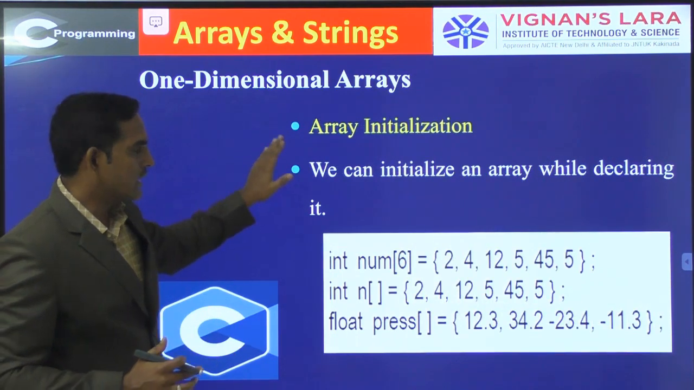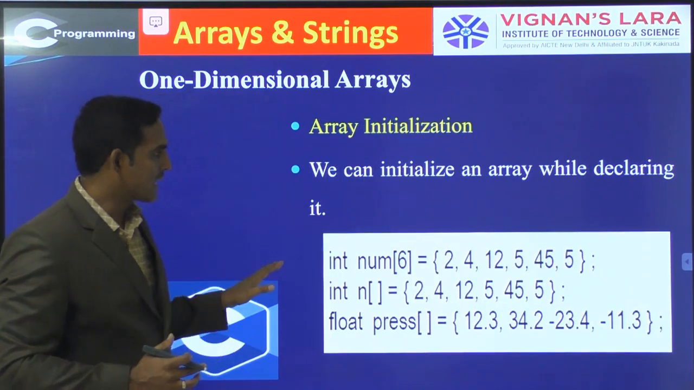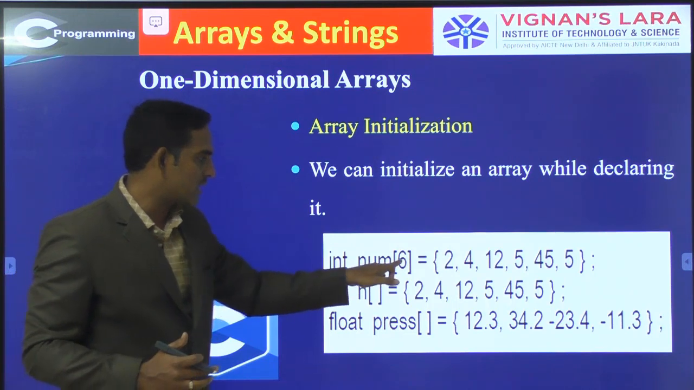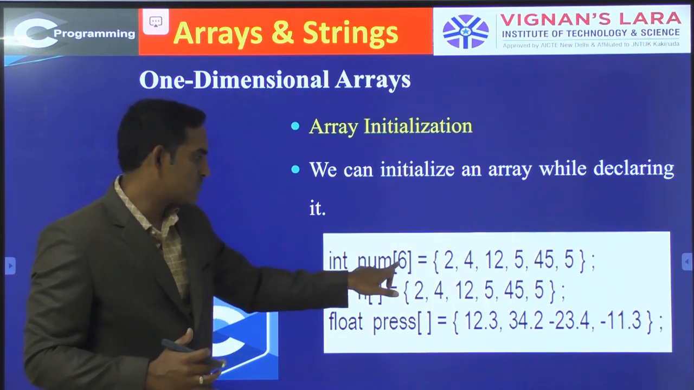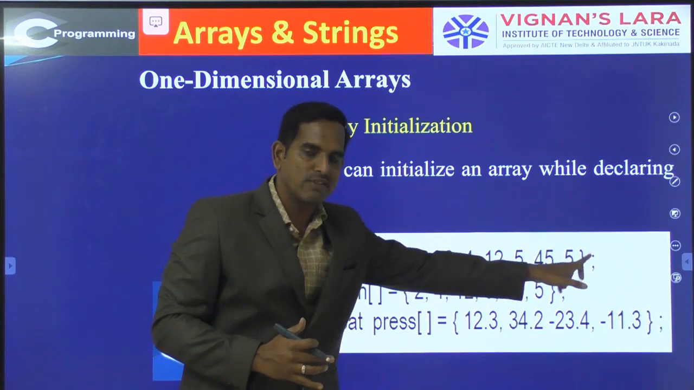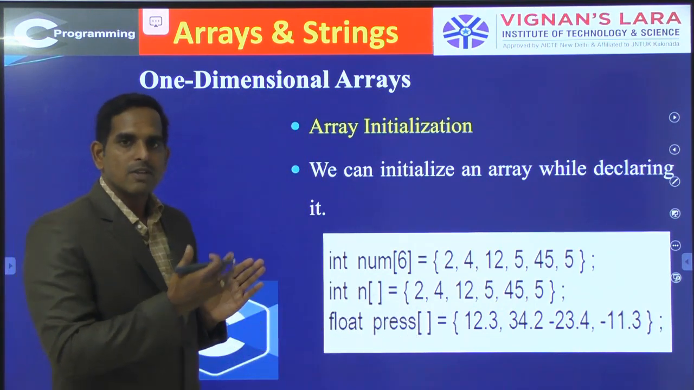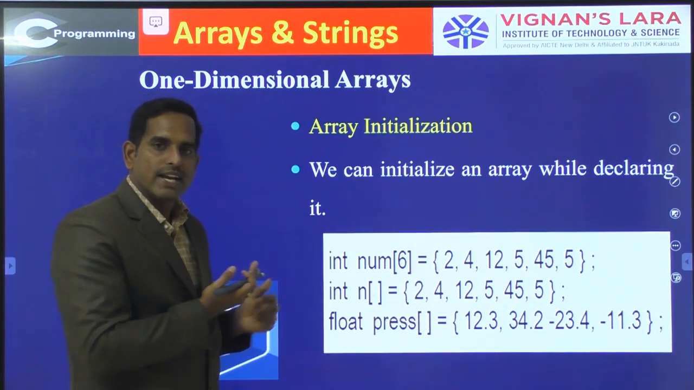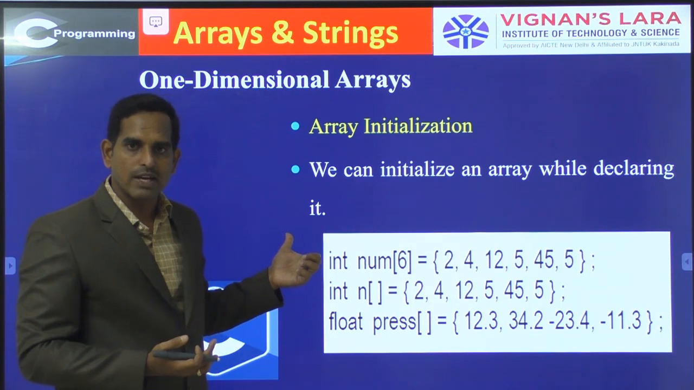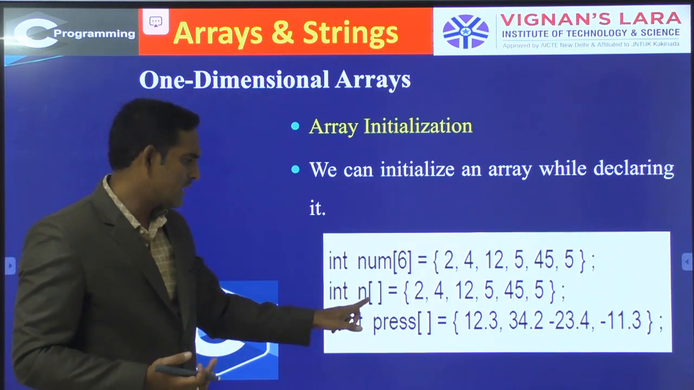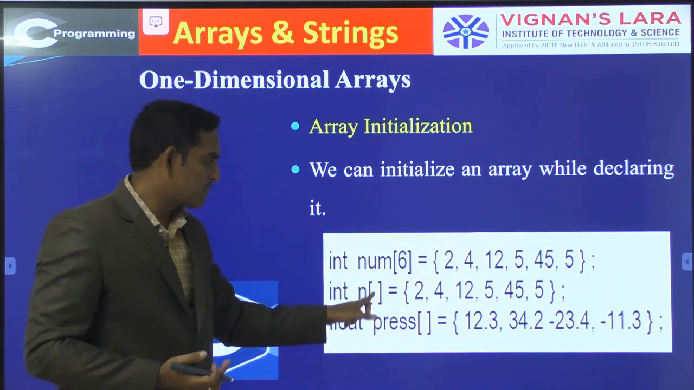Another way is you can initialize your array at the declaration itself. You can have a declaration like this: int num of 6 is equal to 2, 4, 12, 5, 5. Like this you can give values into the array at the declaration itself. Next, while declaring you can skip your size. Why?